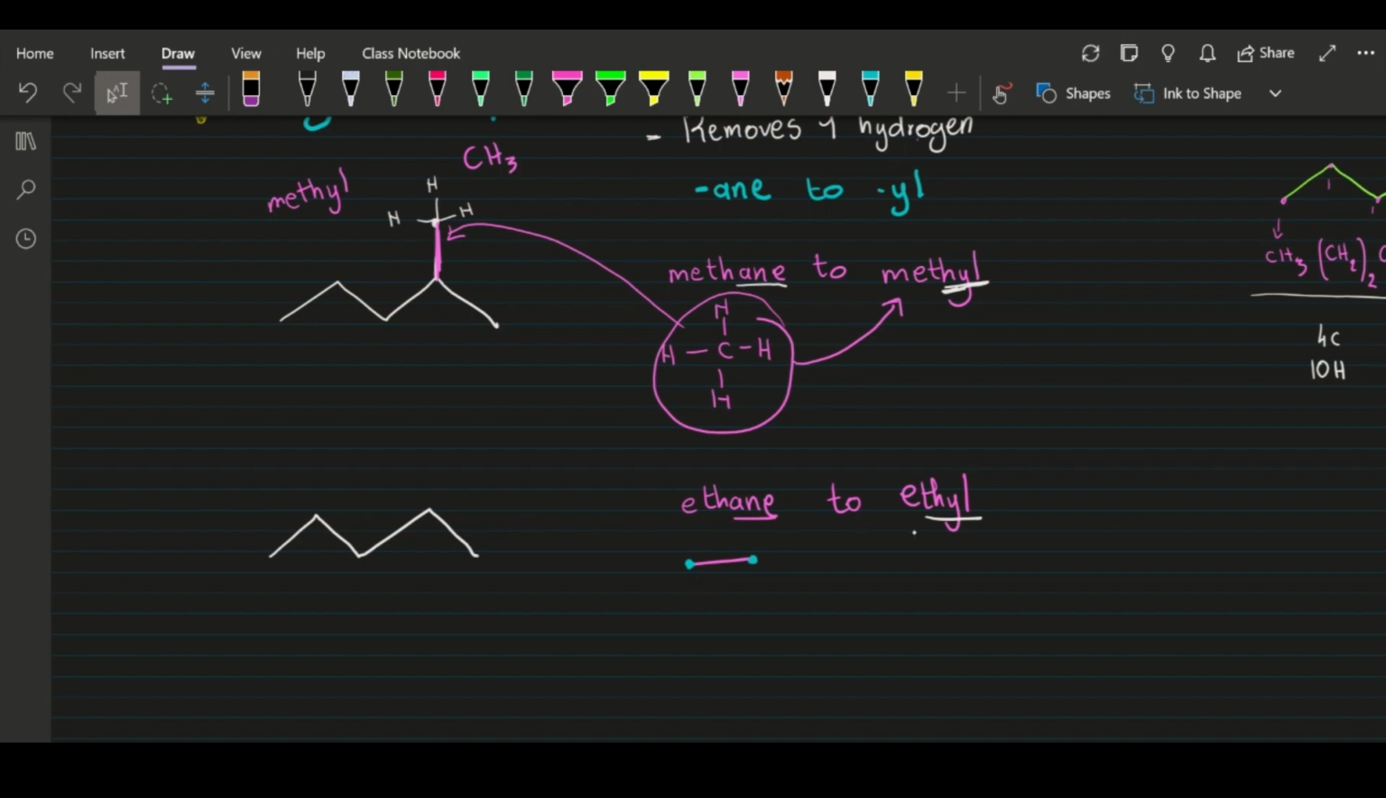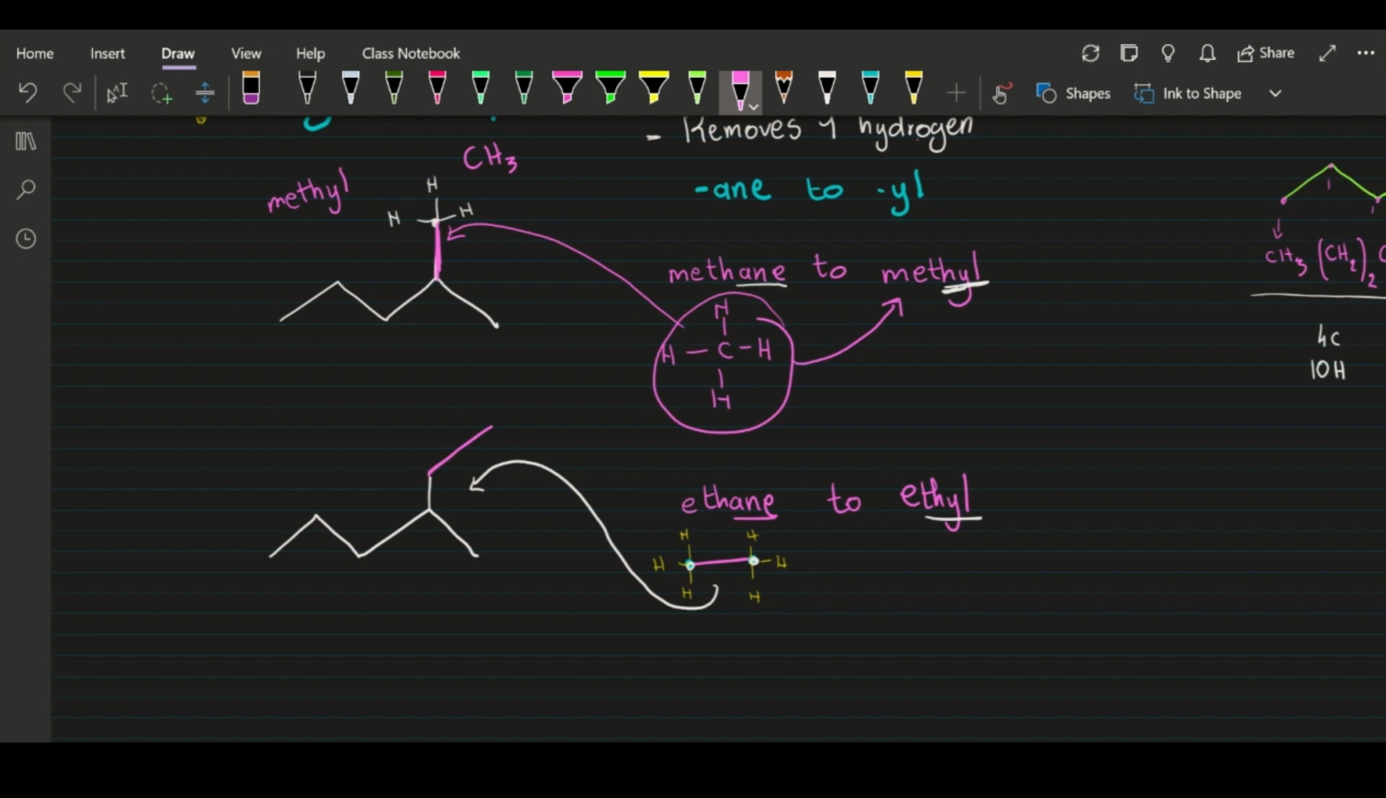So let's add this ethyl. Now it is an alkyl group. Let's add this ethyl to this chain right here. Okay, so before we add it, I want you to look at both of these. They have three hydrogens on each side. But if I were to add it, let's add it here.